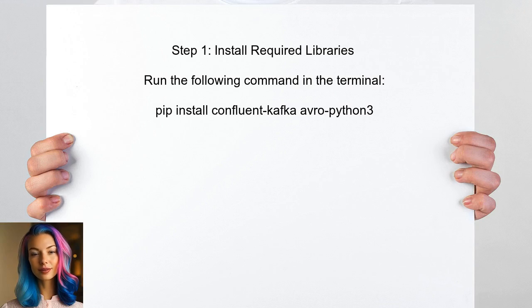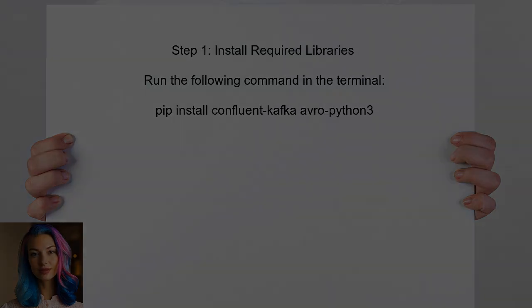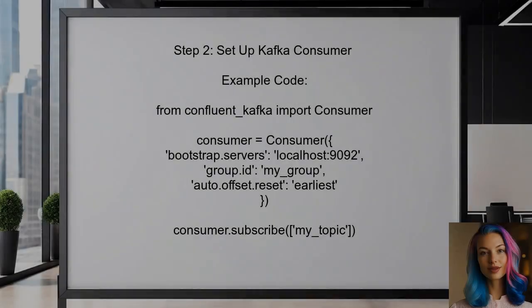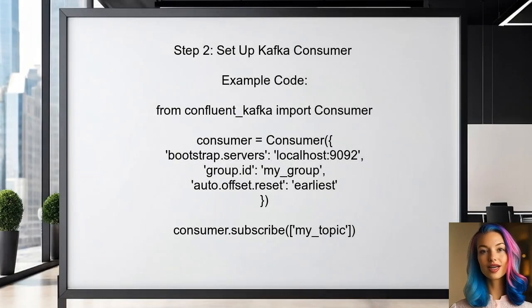This includes the Confluent Kafka library and the Avro library. They can do this using pip. Next, the user needs to set up the Kafka consumer. This involves creating a consumer instance and subscribing to the relevant topic where the Avro messages are being published.